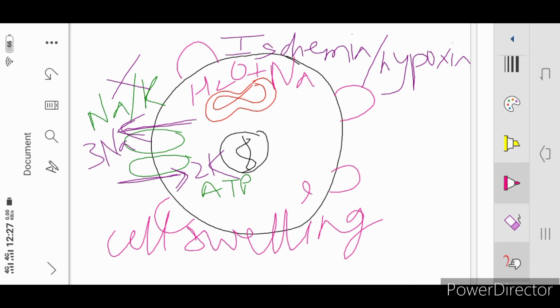So these were the two things that happen during the non-functioning of the sodium potassium pump. What are the two things? It is cell swelling and blebs formation. So this was the first story. Now let's go to the second story.